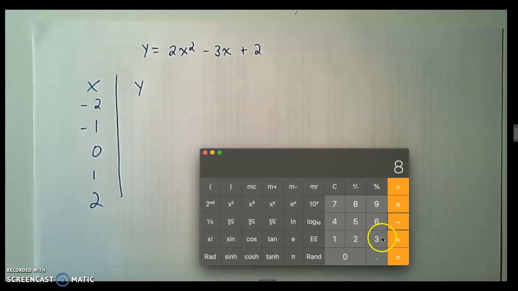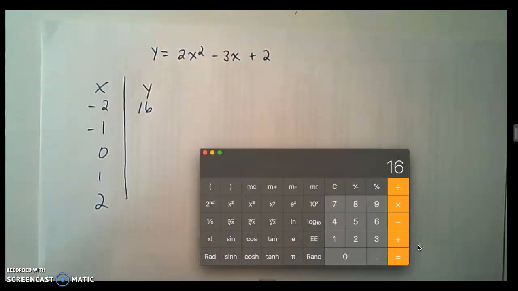minus 3 times 2, make it negative. Okay, so that's on the right track, because I can see, because it's -3 times -2, I know that I'm going to end up adding, so my number should get bigger like it did. And then plus 2 more brings me up to 16. Let me just double check that makes sense. 2 times 4 is 8, minus -6 is 14, plus 2 is 16. Okay, so my first value in my table, 16.